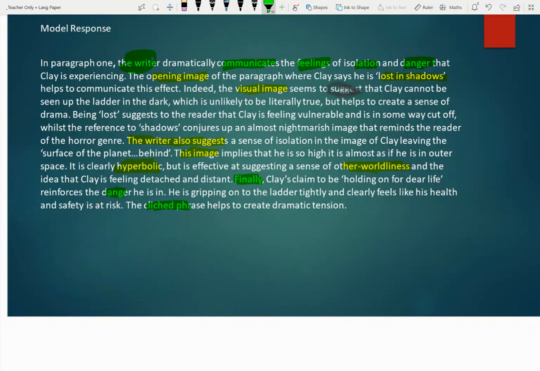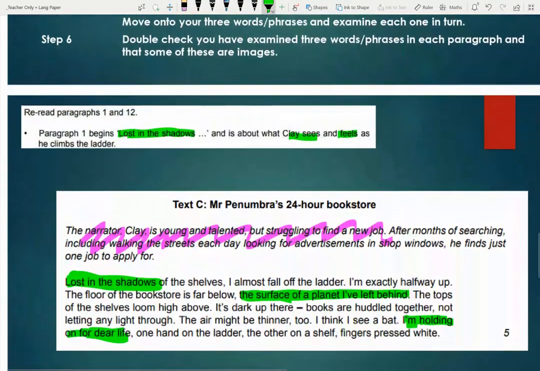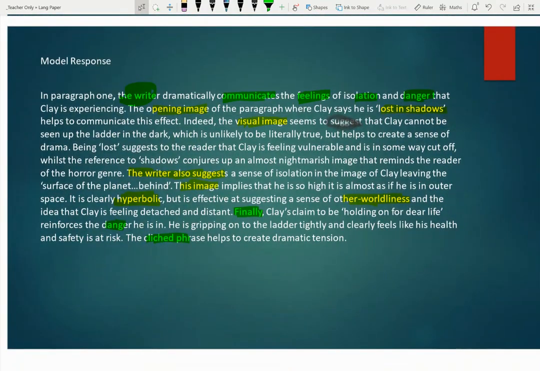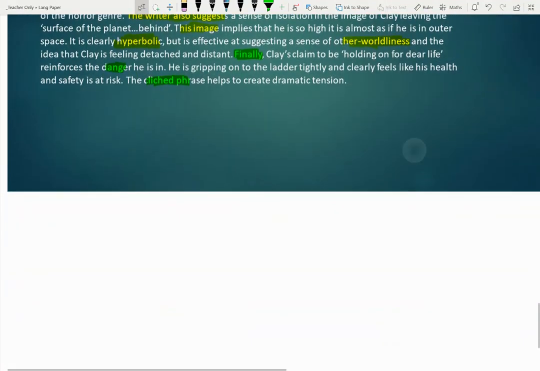And I'm going to step away from my response. Let's just double check it like it says I should do in step 6. Step 6. Have I used three words? Yes, I have. Have I talked about imagery? Yes, I have. I can move on to my second response.